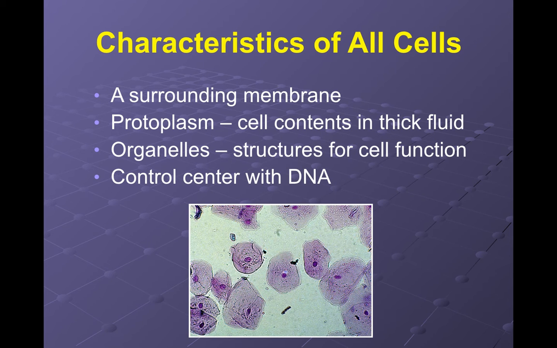So what do they share? What do they all have in common? Going back to your Venn diagram, the, I believe, magenta center area is where you should be putting this information. So they all have a surrounding membrane. They have what's called protoplasm, which is this thick fluid. They all contain organelles, those are structures for cell function, and they also have a control center with DNA or genetic material in it. When I mentioned the prokaryotes, yes, they have DNA, but it's not packaged the same as it is in the nice chromatin, chromosomes as they are in the eukaryotic cells.